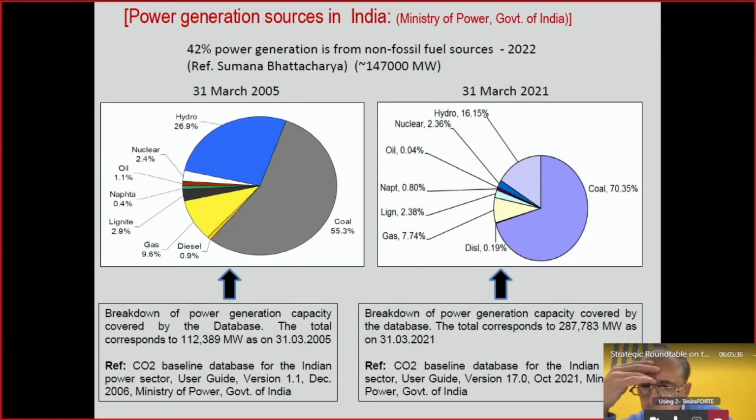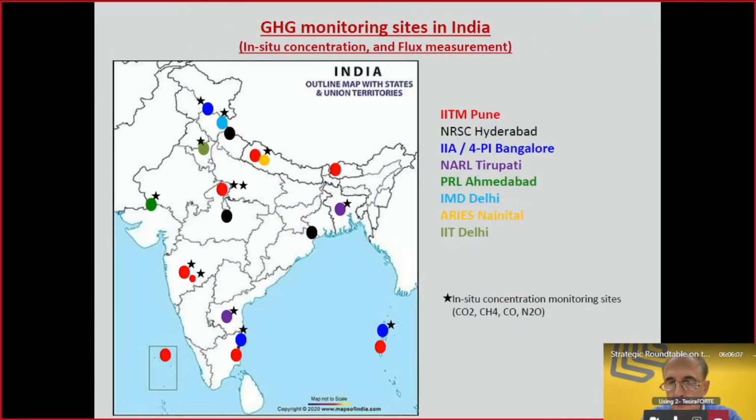And as Sunita Bhattacharya madam said, 42% of power generation is from non-fossil fuel sources. This is in 2022, so this is close to 1,47,000 megawatts. It is compensated basically from the non-fossil fuel sources. It comes to almost 42%. But overall, the amount of coal is increasing. So this is the very latest report from the ministry, 31st March 2021. Next. So, what we need: observations.